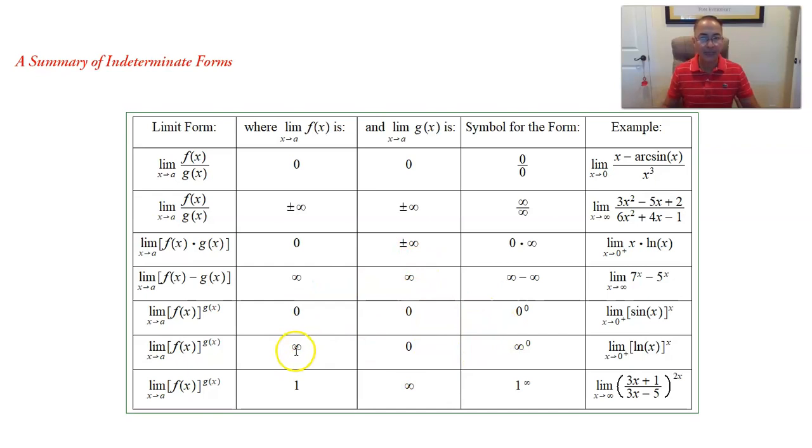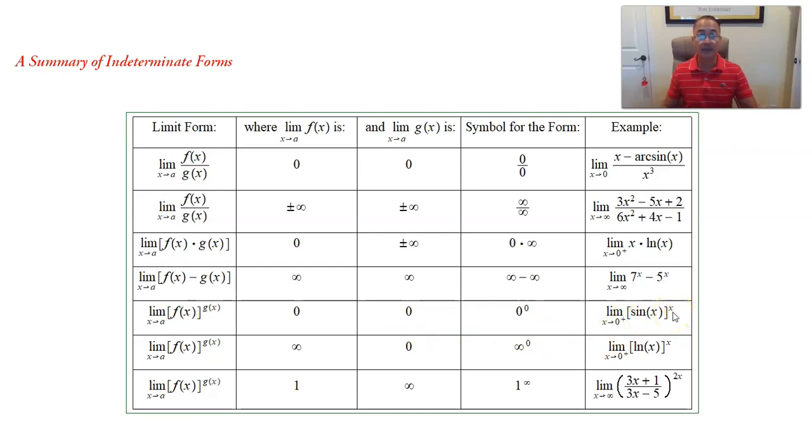Let's check out powers. They all look the same, except what the base and the exponent are doing is different in each of these forms. In the first form, both the base and the exponent are getting smaller and smaller. They're approaching 0. For example, as x goes to 0 from the right, sine of x goes to 0.